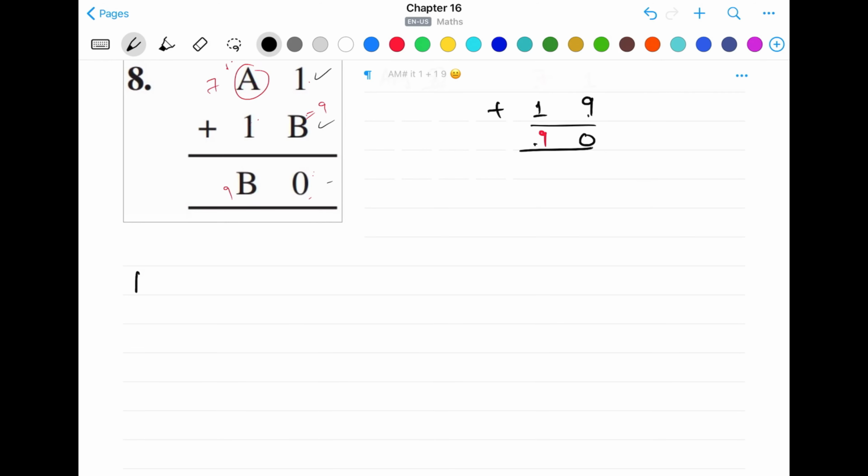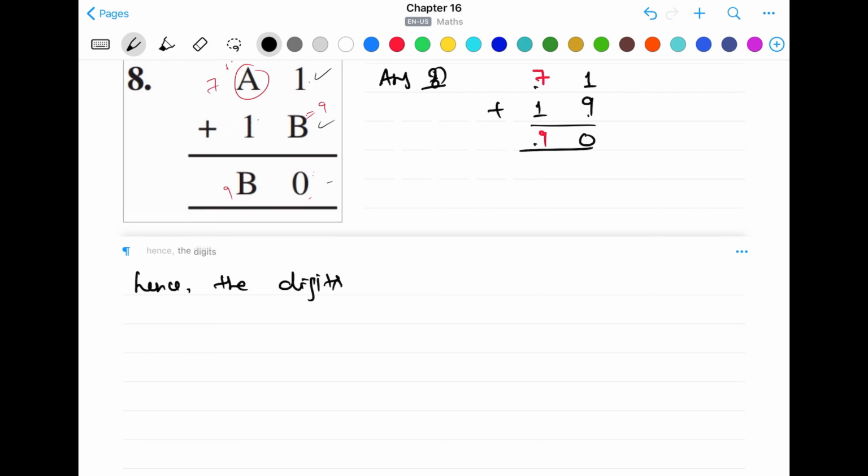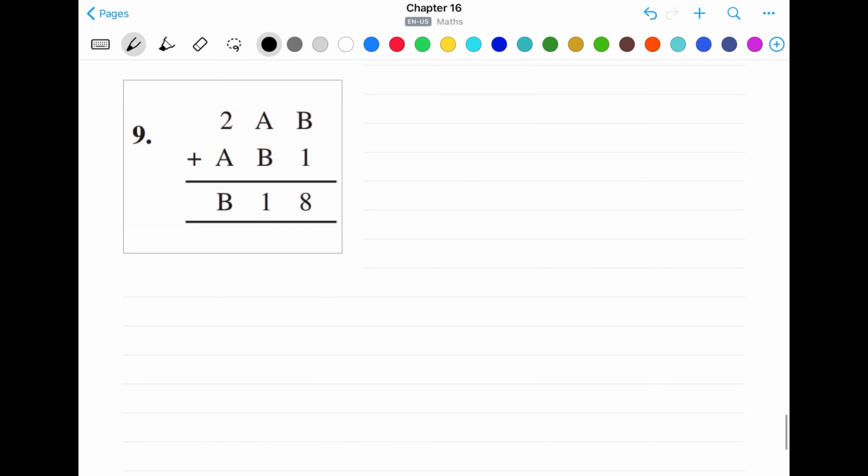So we'll write, hence the digits are a equals to 7 and b equals to 9. Okay, now moving to the next one. Now we have 3-digit numbers. When adding to each other, we are getting another 3-digit number. Okay, it's very simple. Let's try it.